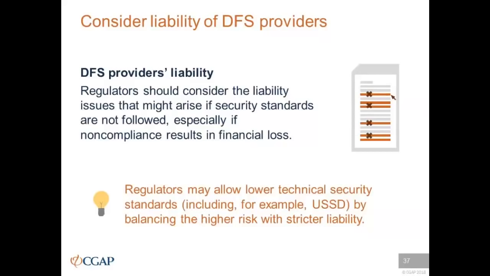Regulators may allow lower technical security standards, including, for example, USSD, by balancing the higher risk with stricter liability. And regulators can require a customer complaint about fraudulent activity in their account to result in an immediate refund, perhaps into an escrow account, with disputed payments being either returned or forwarded to the customer after investigation.